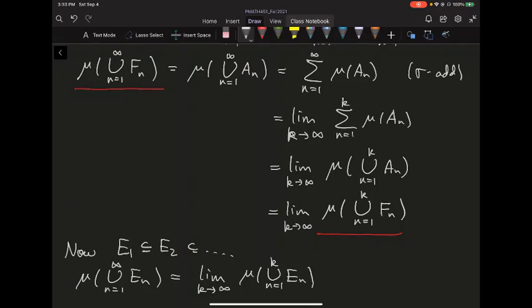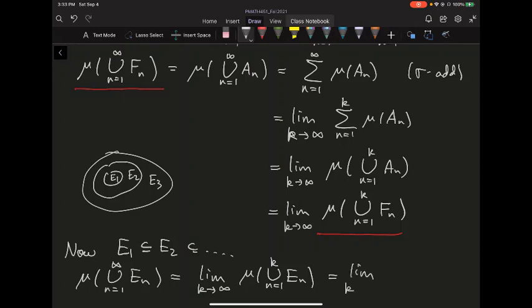And because the En are increasing, you're taking the union of a bunch of increasing subsets. So you have E1 here, and then you union E2, where E1 is contained in E2, so their union is just E2. Then you union E3, which contains E1 and E2, so you get E3. So you can convince yourself the first k union is just equal to Ek. So this is the limit when k goes to infinity of mu of Ek. All right, so this proves our desired formula.